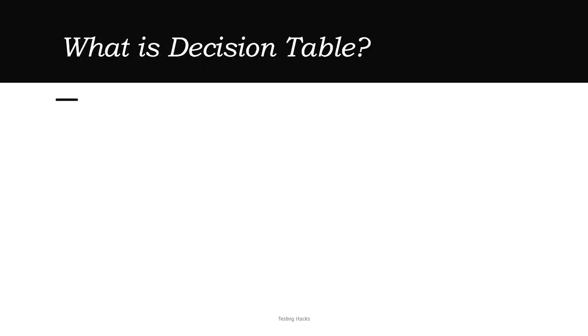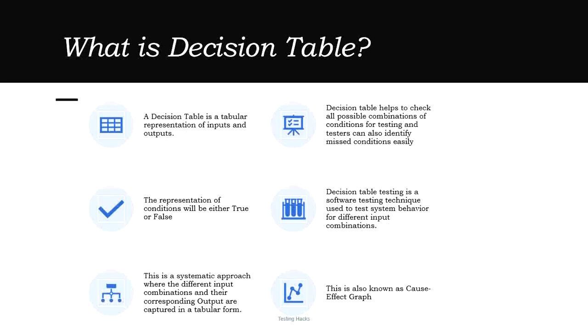And the next black box testing technique is the decision table. So what is a decision table? One, a decision table is a tabular representation of inputs and outputs. Keep this in mind. Second, a decision table helps to check all possible combinations of conditions for testing, and testers can also identify missed conditions easily.